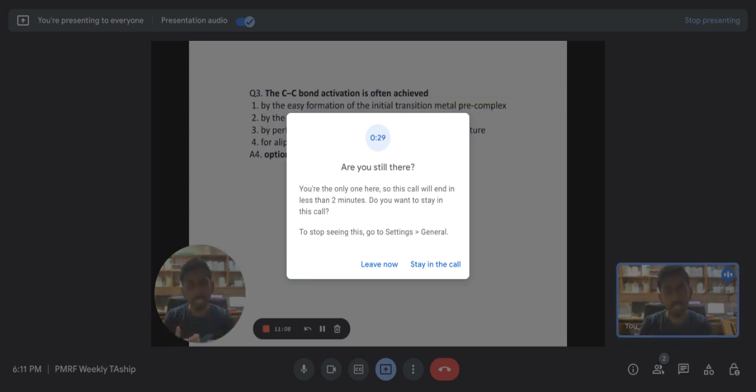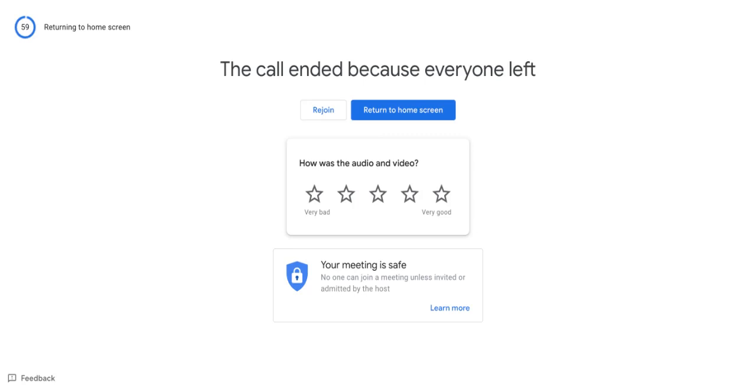Now we will again come to a conceptual question: CC bond activation is often achieved via which of the following pathways? The first option is by the easy formation of the initial transition metal precomplex, second, by the release of ring strain upon CC activation, third, by performing the CC bond activation at low temperature, and the last option is for the aliphatic substituents only. The correct option is option 2, by the release of ring strain upon CC activation.